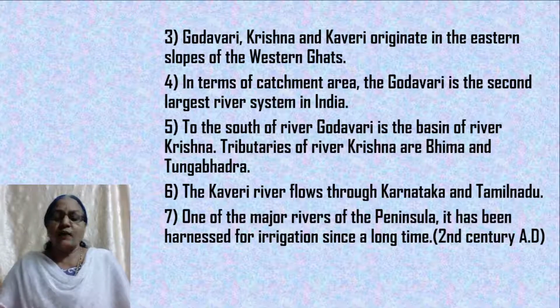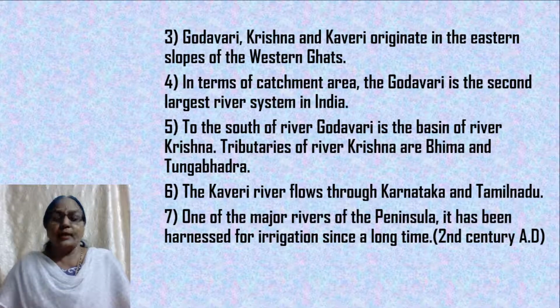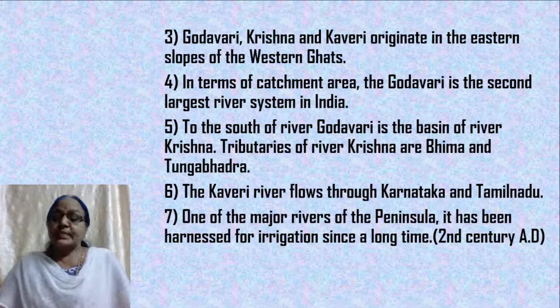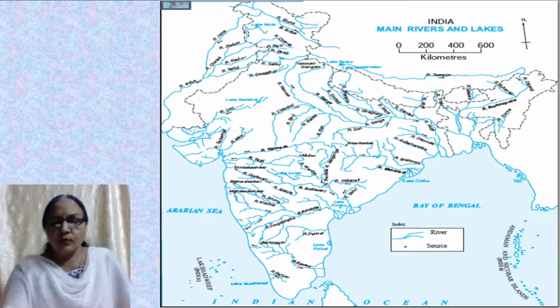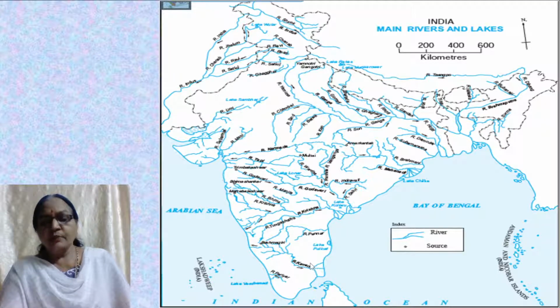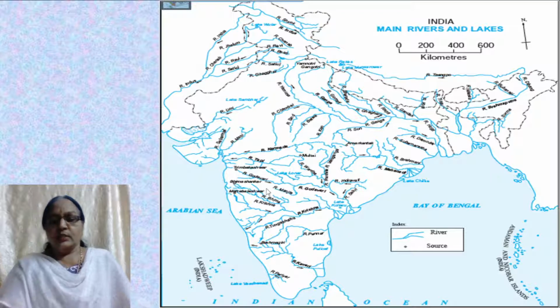This river, especially the Kaveri, is very, very important because it has been harnessed for a long time, since the 2nd century AD. Can you see the Kaveri river here? This is the Kaveri river. Tributaries of the river Krishna, we have Bhima and Tungabhadra. This is Bhima. This is the Godavari river. Can you see?